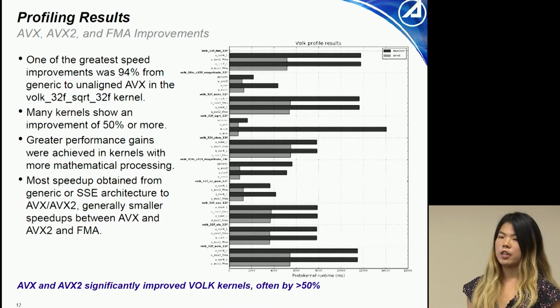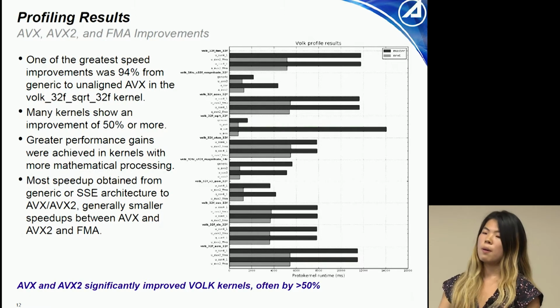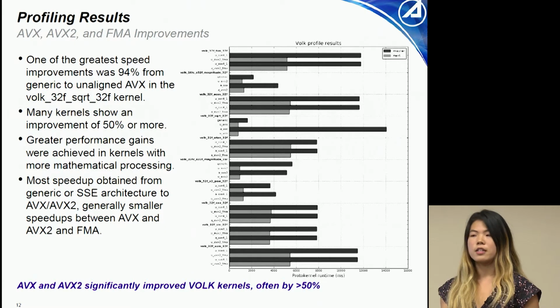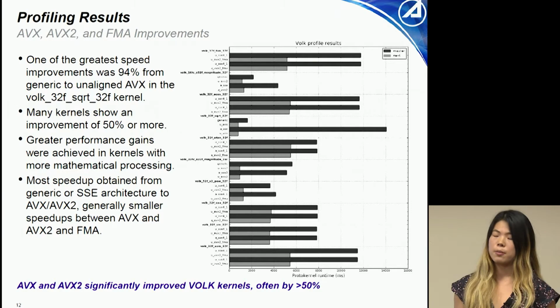It's also not shown here because here we're only showing the fastest kernel, but we noticed that when speeding up from SSE to, say, AVX, the improvement was much greater as opposed to when changing from AVX to AVX2 and then AVX2 to FMA, as those gains were only about 10%.